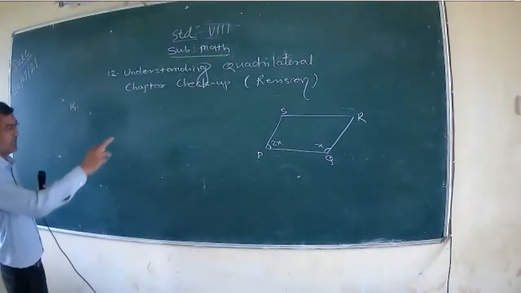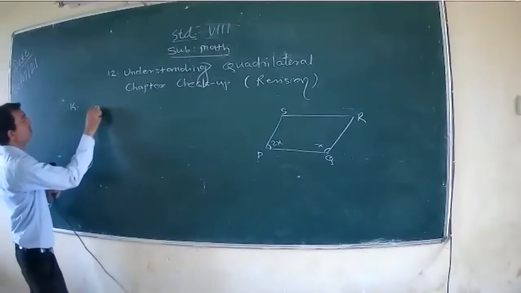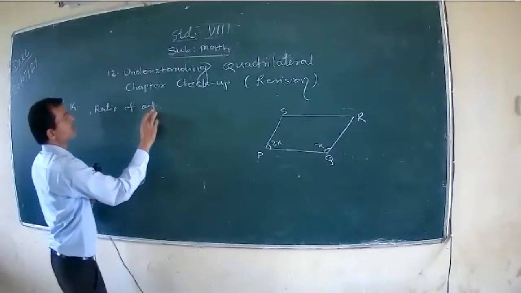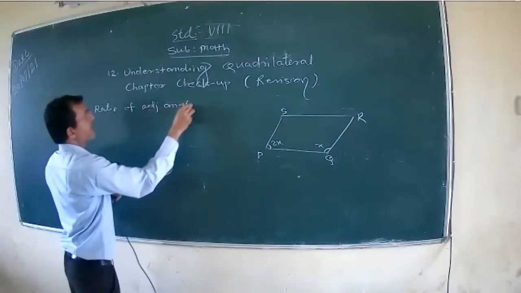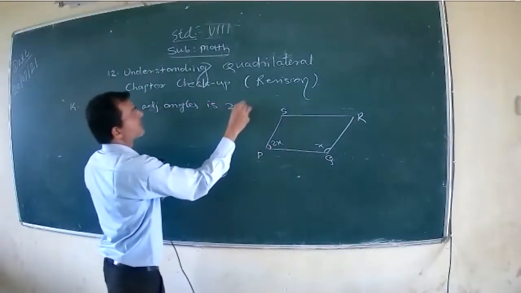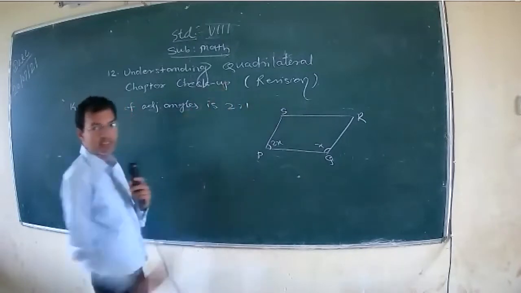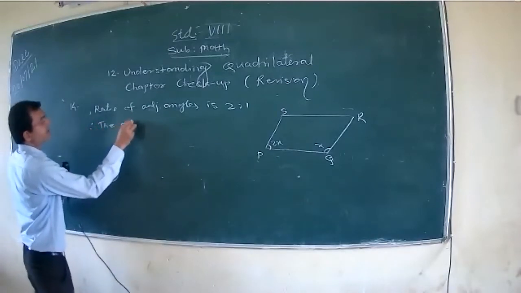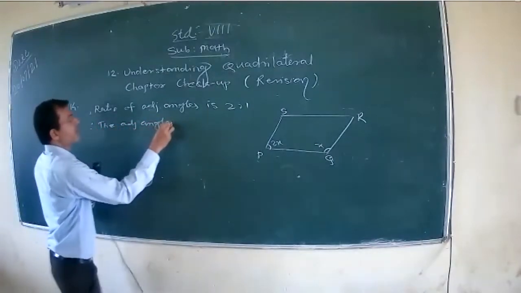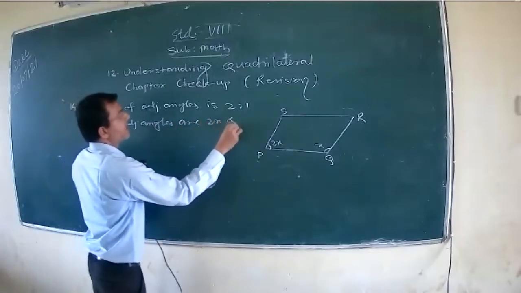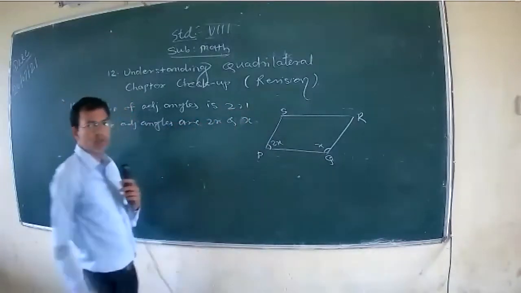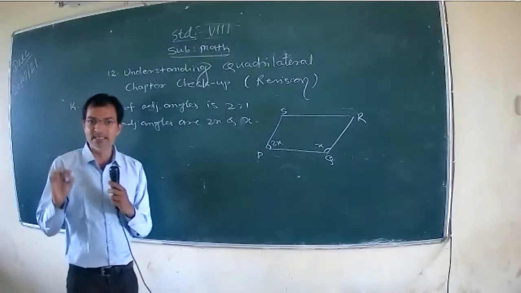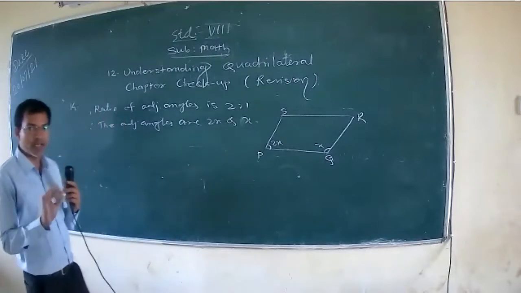Listen here, the ratio is given. Ratio of adjacent angles is 2:1. That is the given ratio. Therefore the adjacent angles are 2x and 1x. These are the two angles. And the sum of adjacent angles in a parallelogram is 180 degrees, because the angles are supplementary.